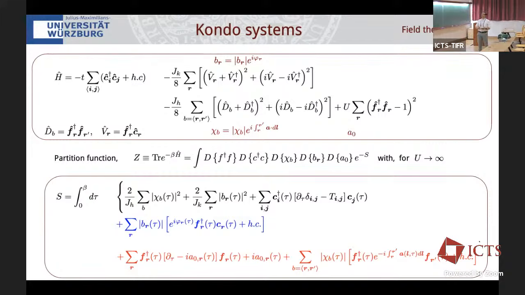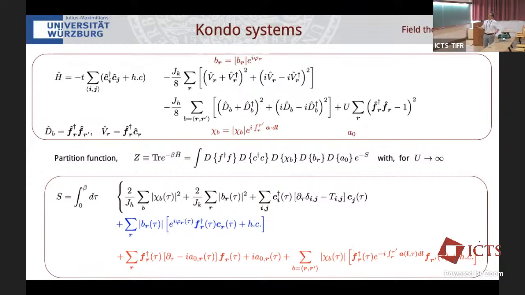Before going into the results, I'd like to give you a nice way of describing the possible phases of a Kondo lattice. And there's a very elegant way of doing this by mapping the Kondo lattice onto a U1 gauge theory. That's what I'm trying to do here in 5 minutes.